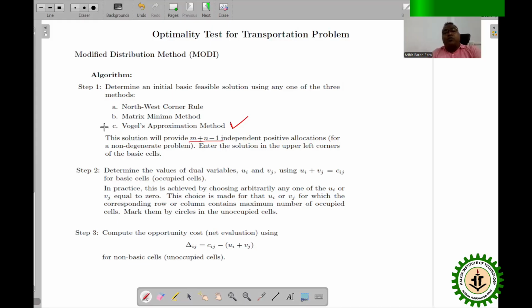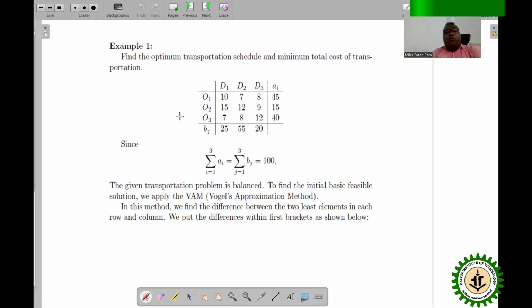Basically, we will use a dummy allocation which does not form a loop. What a loop is, I will discuss later on. But initially, we are trying to find out the technique of the MODI method. So after finding the solution, let me go parallelly through one problem, then I think it will be more clear to you. Let us choose this problem.